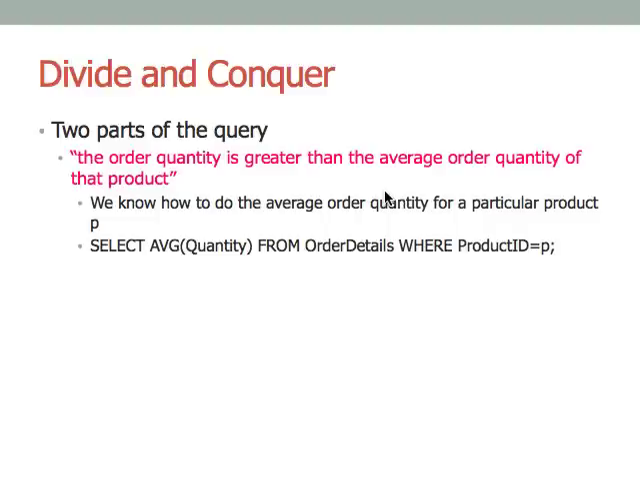So we know how to do the average of a particular product, which is simple. Select average quantity from the table where product ID equals whatever product you're looking at. But the trick here is, how do we compare this average for a particular product when we are listing out the results of this query? So this will require a subquery or a correlated subquery, and we'll see in a moment why.